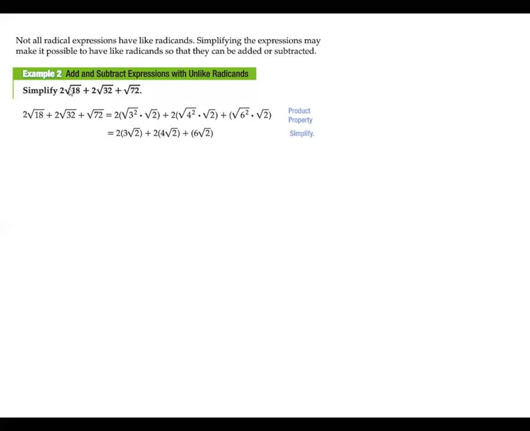Now, since the square root of 18 was already multiplied by 2, that would come out to be 6 square roots of 2. Since the square root of 32 is already multiplied by 2, it would come out to be 8 square roots of 2. Plus 6 square roots of 2. Now that I've fully simplified each radical, they all end up being square roots of 2, so I can add those all together and get 20 square root of 2.